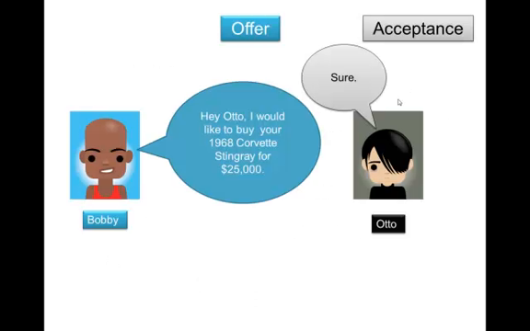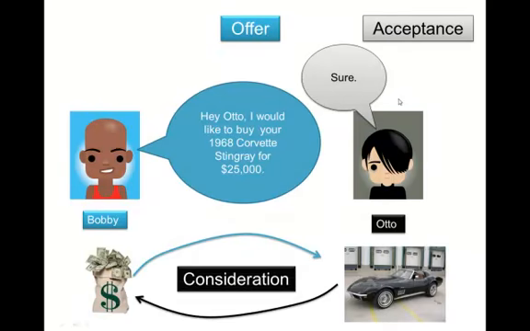So here, Bobby wants to buy, Otto wants to accept, everything is great. What's the consideration? Well, Bobby is offering to give Otto money in order to induce Otto to give Bobby the vehicle. So giving the money is giving Otto a benefit. Otto giving the car is giving Bobby a benefit. Now you can flip that around.